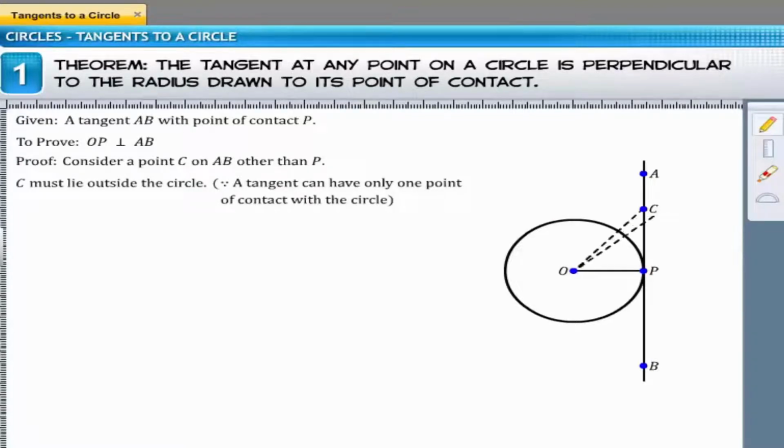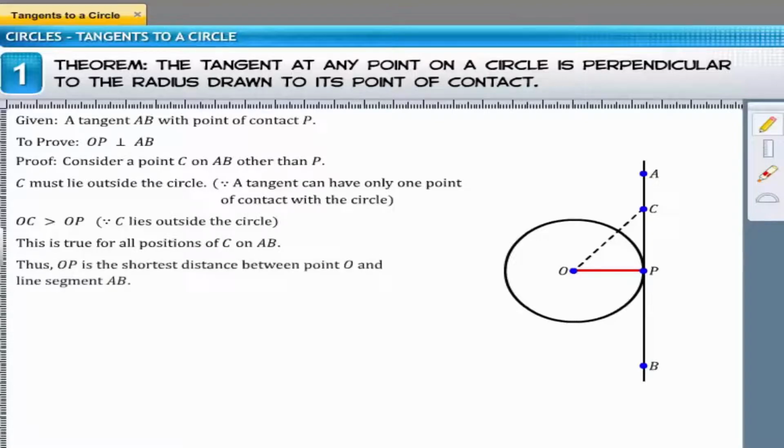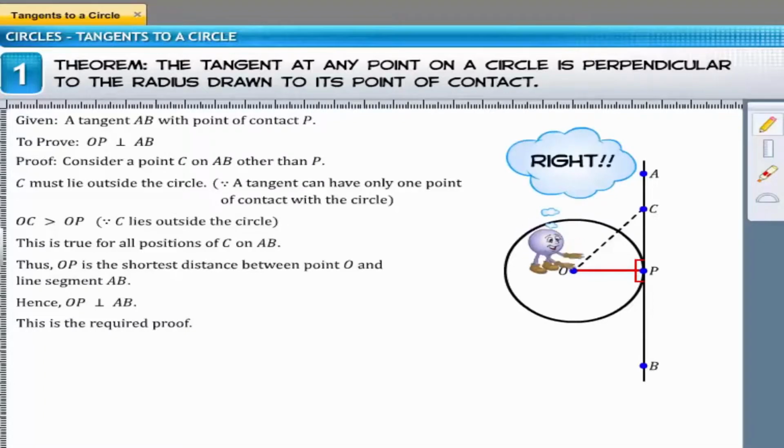Now compare the length of OC and OP. Which do you think is longer? OC is definitely longer than OP, since point P lies on the circle and point C lies outside the circle. This is true for all points on the tangent AB. Since OC is longer than OP for any point C on AB, we can say that OP is the shortest distance between point O and the line segment AB. Now the shortest distance of a point from a line segment is the perpendicular distance of the point from the line segment. Thus OP is perpendicular to AB. Hence the theorem is proved. So Mr. O was right after all.